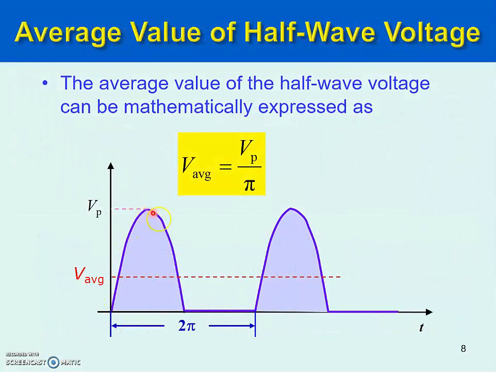This is the half-wave rectified signal. The peak value is labeled as V peak. The average value of this waveform can be calculated by this formula. It's about here, the average value. Take note that the average value is not at the middle here. The formula tells you so. The average value is less than 1/3 of the V peak value.